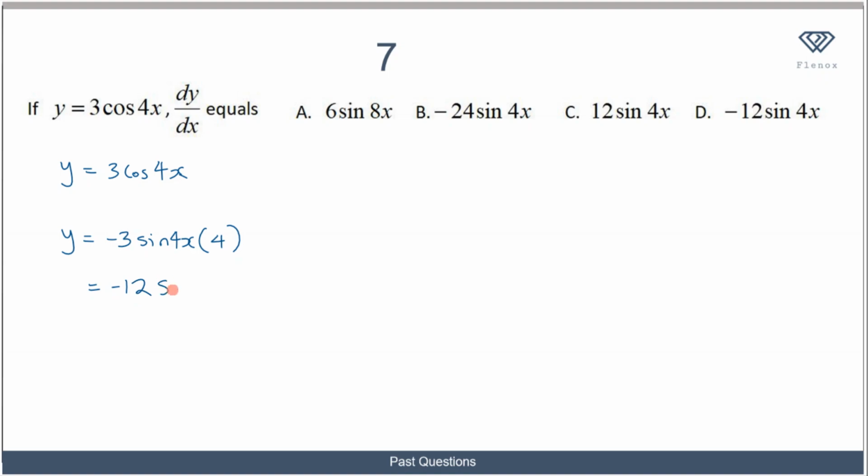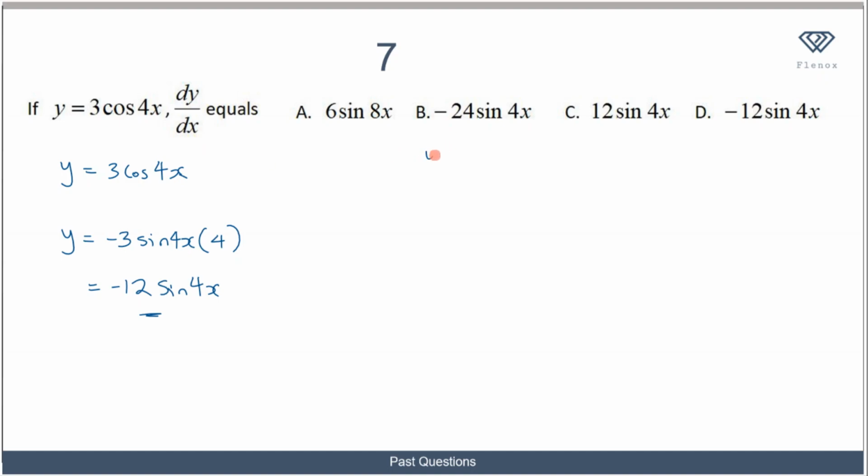Minus 12, then I have sin 4x. This is just a shorter way, or the same thing as applying the chain rule, but because I'm so familiar with solving the chain rule, I know how to go about this directly. So what I did again was, remember that I would have made u equal to 4x.